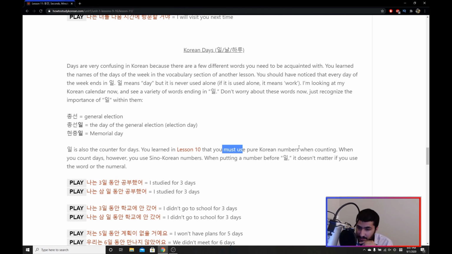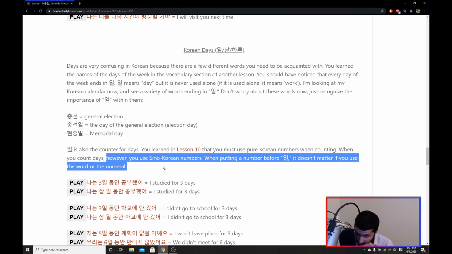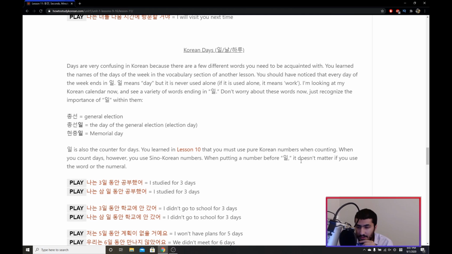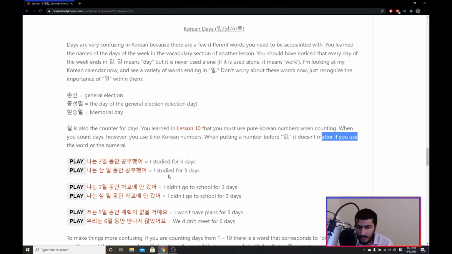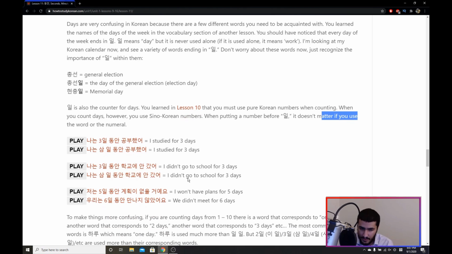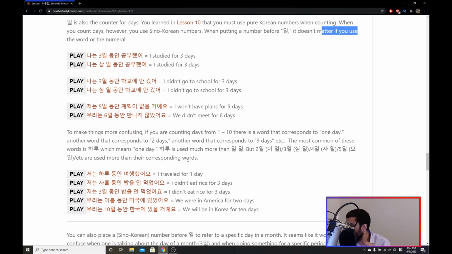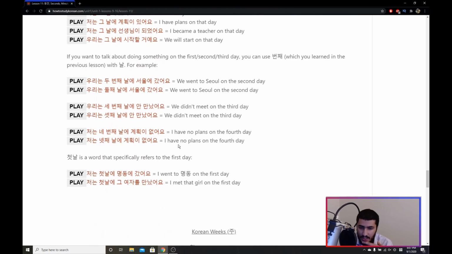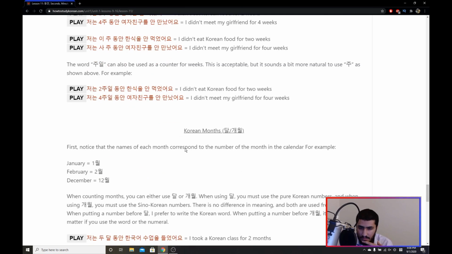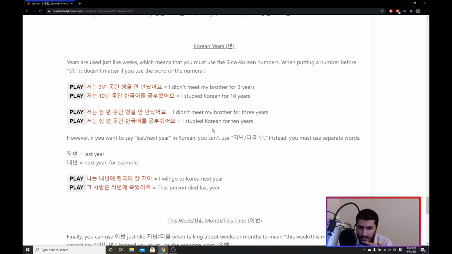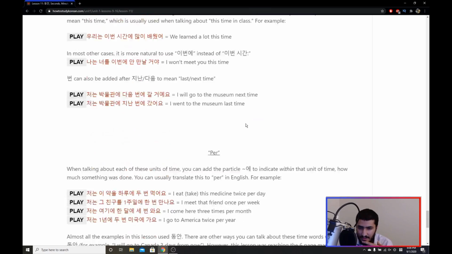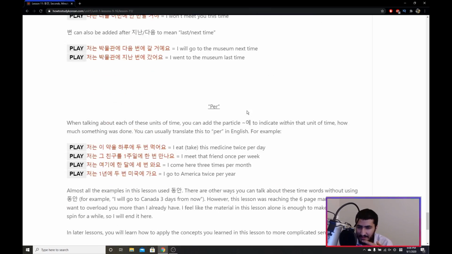You learned in lesson 10 that you must use pure Korean numbers when counting. When you count days, however, you use the Sino-Korean numbers. So, when putting a number before 일, it doesn't matter if you use the word or numeral. So, 나는 3일 동안 공부했어요. I studied for 3 days. I'm going to start moving a little quicker because we're almost hitting the half an hour mark, and we still haven't talked about a lot of stuff.